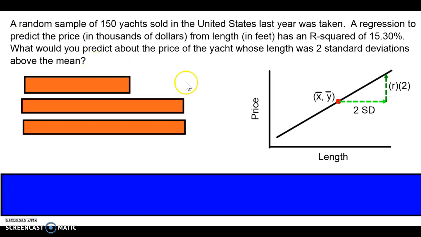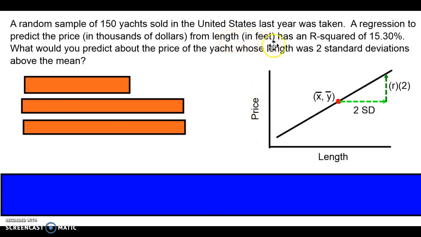Let's go to another one that's similar. Okay, so here's another question, same type of question, but the scenario is different. A random sample of 150 yachts sold in the United States last year was taken. A regression predicted the price in thousands of dollars from length. So we are predicting the price. The price is our predicted variable, and length is our explanatory variable. So here's what it could look like. Length is the explanatory variable on the x-axis. Price is the predicted variable on the y-axis.